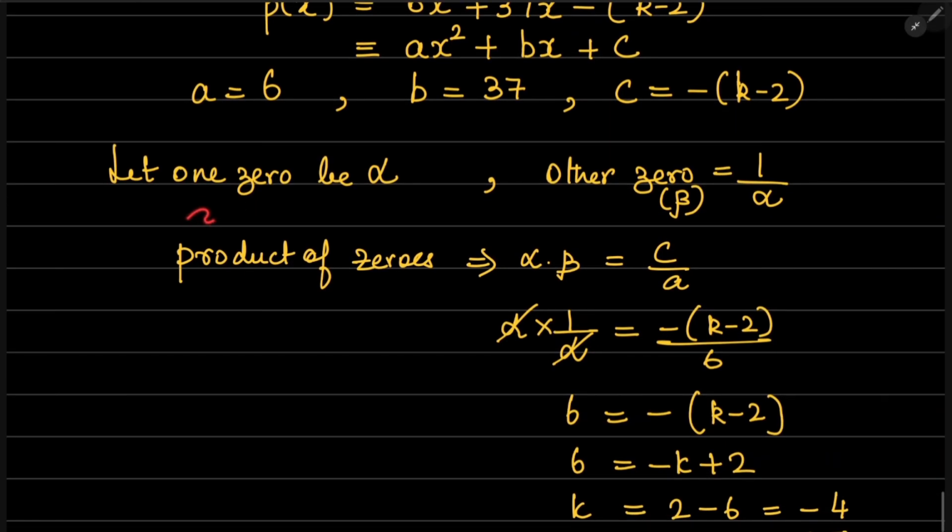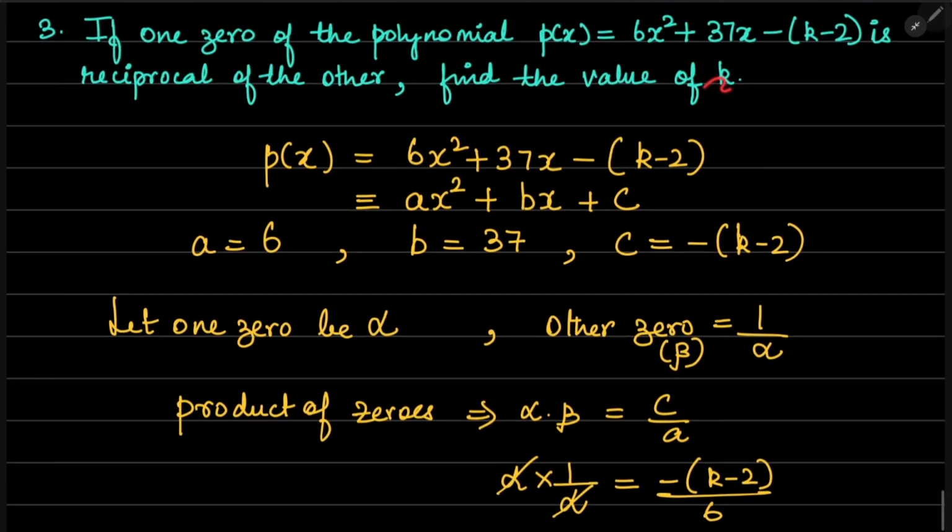And I also told you why we are not taking the sum of the zeros, because it does not contain the k term. The sum of the zeros formula is minus b by a, alpha plus beta is equal to minus b by a. It's not needed because what we are focusing on is the term or the coefficient that contains k.